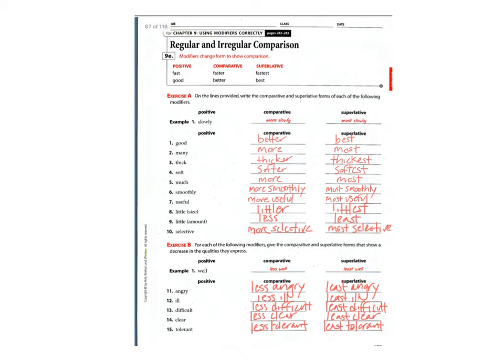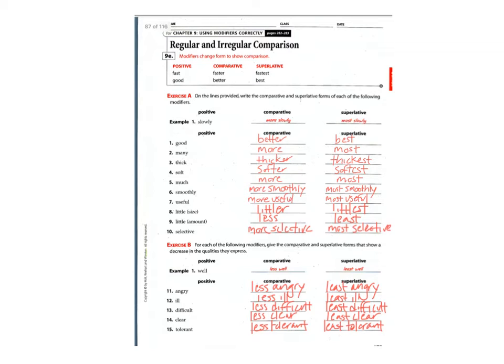And then in exercise B, you had to show a decrease in comparison. When you show a decrease in comparison, it's going to be less for the comparative, least for the superlative, and you just add the word there. And that's all there is to it.